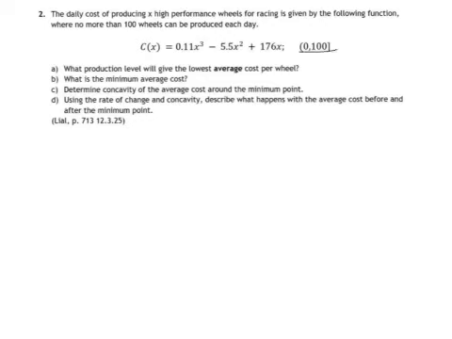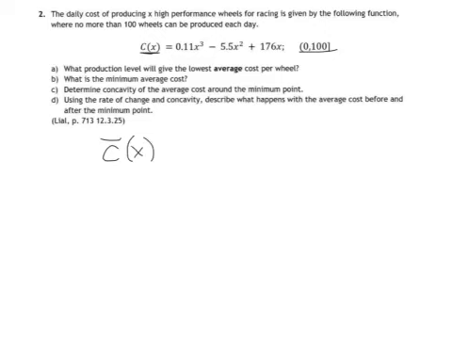The first part of the question says, what production level will give the lowest average cost per wheel? You can see that average is bolded there because rather than just finding the lowest cost or the minimum cost, we're finding the lowest average cost. So we're given this cost function, and we know that to find the average cost function, we're going to have to divide that function by x. So let's see how that works.